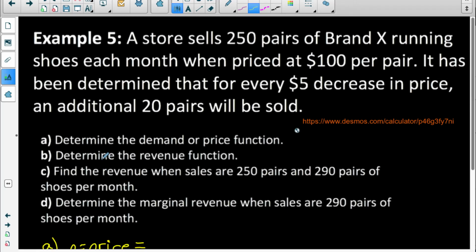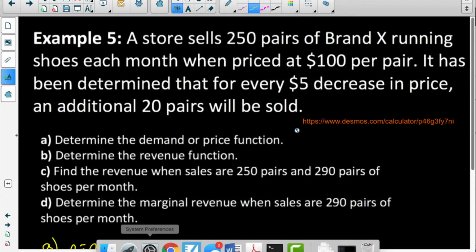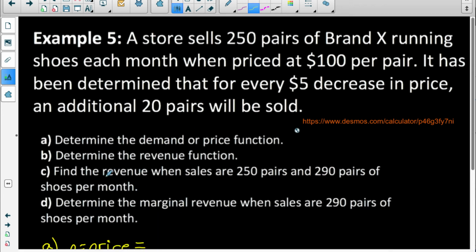Example 5. Here's a business application question. A store sells 250 pairs of brand X running shoes each month when priced at $100 per pair. It has been determined that for every $5 decrease in price, an additional 20 pairs will be sold. We want to find the demand or price function, find a revenue function, and then calculate revenue and marginal revenue at different values of x.